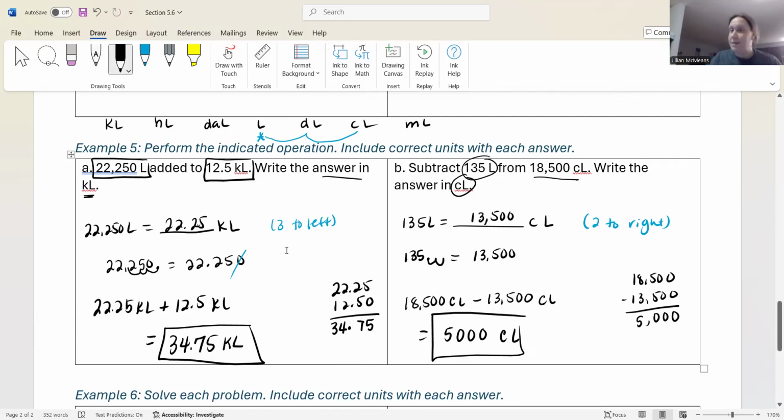Okay, so that is adding and subtracting in the metric system. Again, we learn this process once, and then all we have to do is kind of replace or move around gram, liter, meter, and then we can do the same thing.